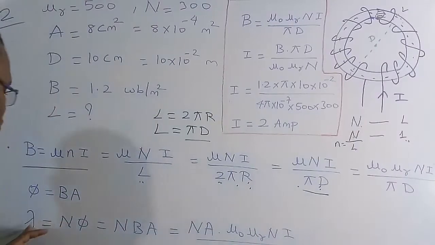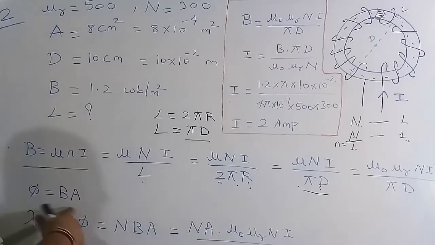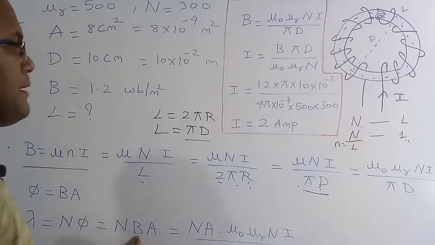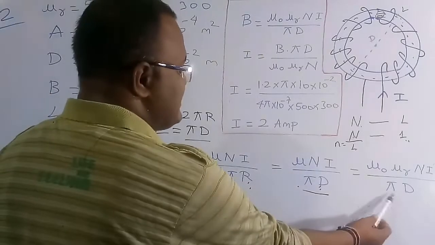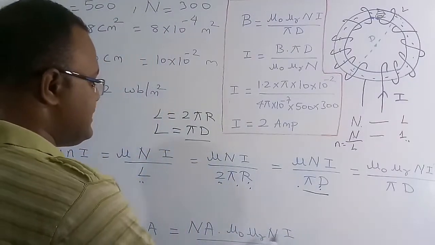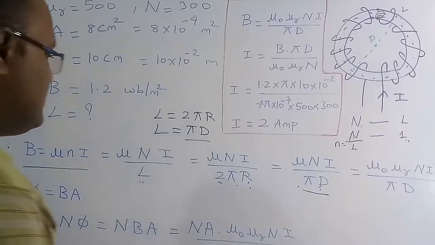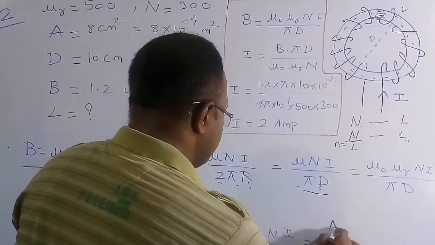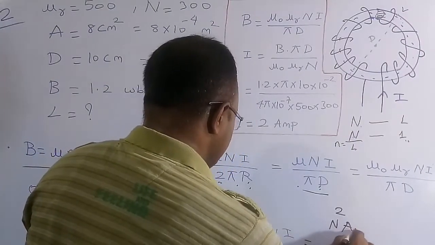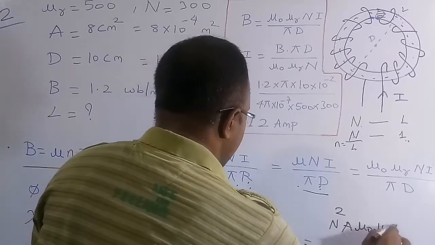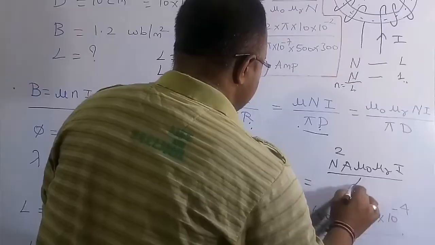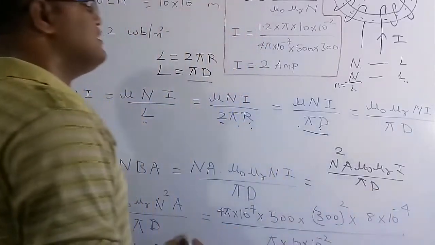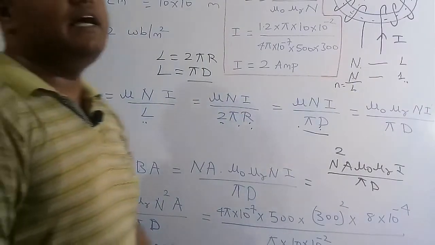So the overall flux linkage is equal to the total number of turns into flux per one turn, which is N into phi. But phi is equal to B into A, so substitute B into A, and the B value we already know, which is this expression. So substitute here, and we get it in this format. Now if you simplify, N into N is N square. So N square A into mu naught mu r I by pi d.